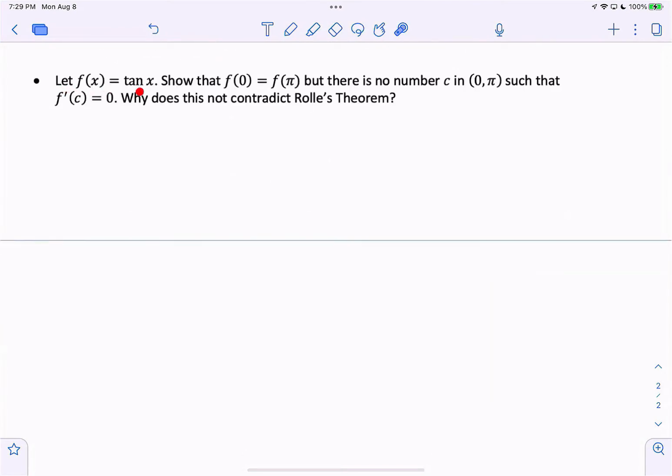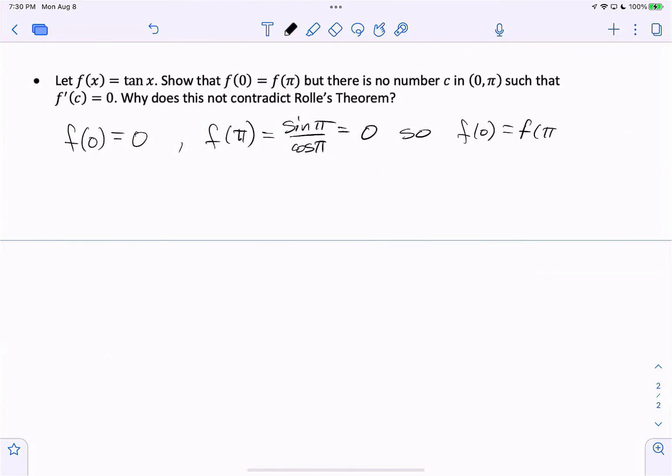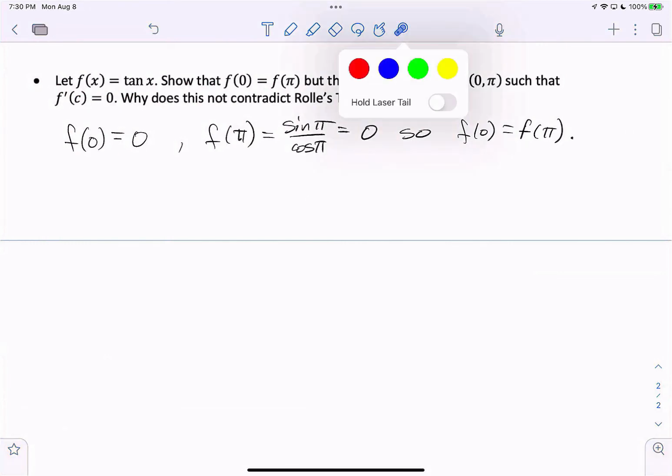Let f of x equal the tangent of x. Show that f of 0 is equal to f of pi. Let's do that right now. f of 0 for the tangent function is equal to 0. f of pi for the tangent function, remember, is going to be the sine of pi over the cosine of pi, I'm just dragging this out a little bit, is equal to 0. So f of 0 is equal to f of pi. Okay, cool. But now we're supposed to show that there's no number between 0 and pi such that f prime is equal to 0 at that number.